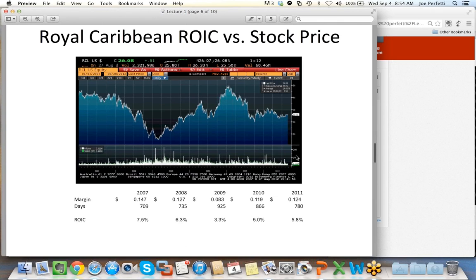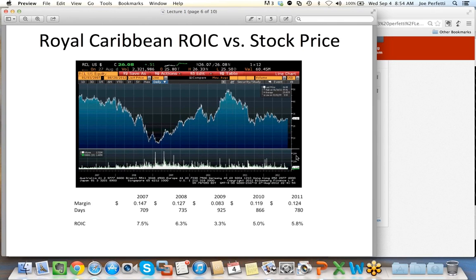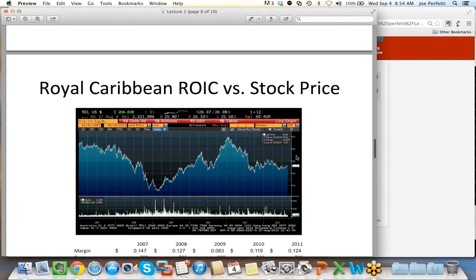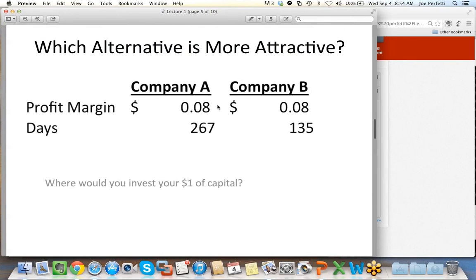So let's apply this in the real world. In this case, another company I work with is Royal Caribbean Cruise Lines. And this is, by the way, when you analyze that data, you annualize that data, because in order to compare profit and cycle time across companies, we annualize the data.